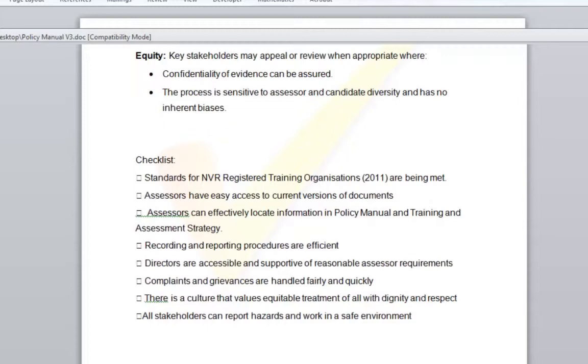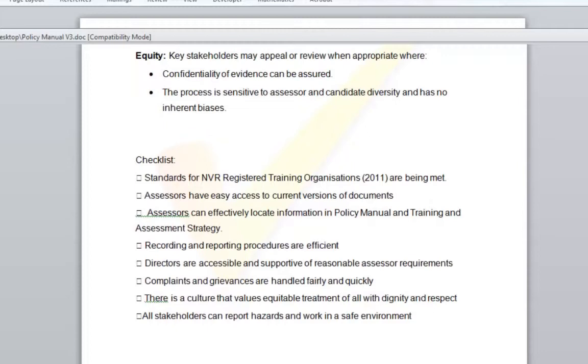You want to check that the assessors believe that they're having easy access to the current versions of documents, so that's a procedural thing. So can they access our current policy? Do they know what version? Do they know how to check that? Can they access our training and assessment strategy? Have they got the current version? That type of thing. Assessors can effectively locate information in the policy manual and training and assessment strategy. So we might be wanting to check that they can effectively navigate those documents when they find them.